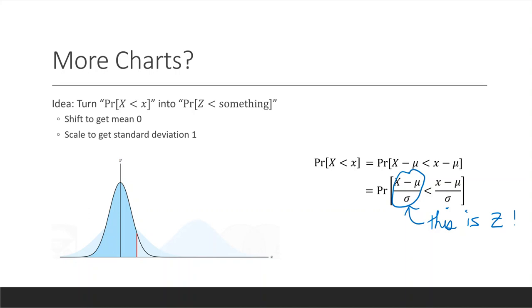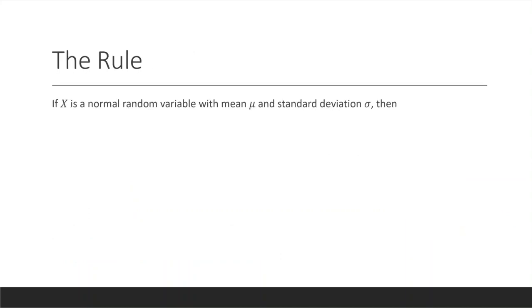So in other words, our rule is that if X is a normal random variable with mean mu and standard deviation sigma, then the probability that X is less than little x is the probability that Z is less than (x minus mu) over sigma. And remember, in this case, this is our z-score.